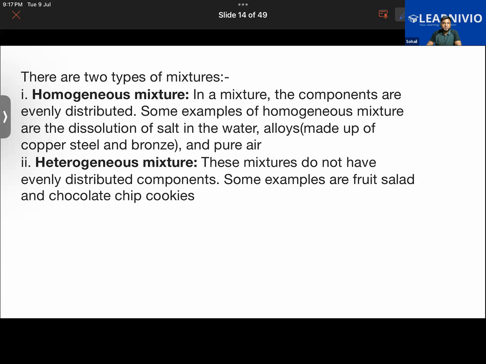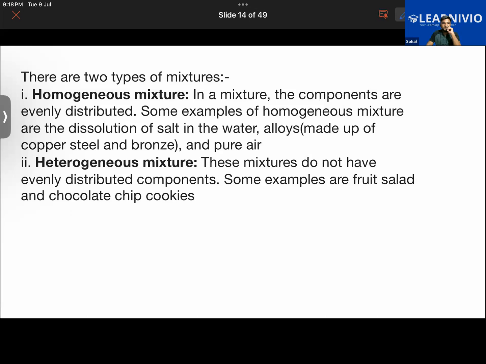Then there's one more question: will milk be a homogeneous mixture? Think about it. Is milk a homogeneous mixture? No, sir. Yes, sir. How is it no? Sir, because milk is not a homogeneous mixture, because in that there are many mixtures, right? Like fat and all. So it is not evenly distributed.